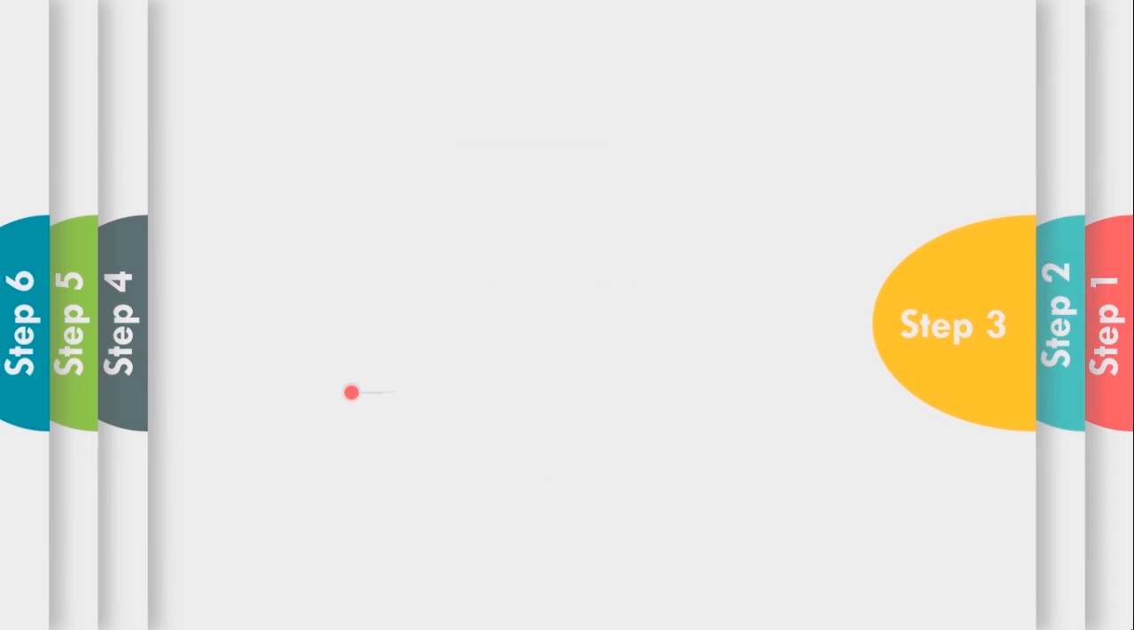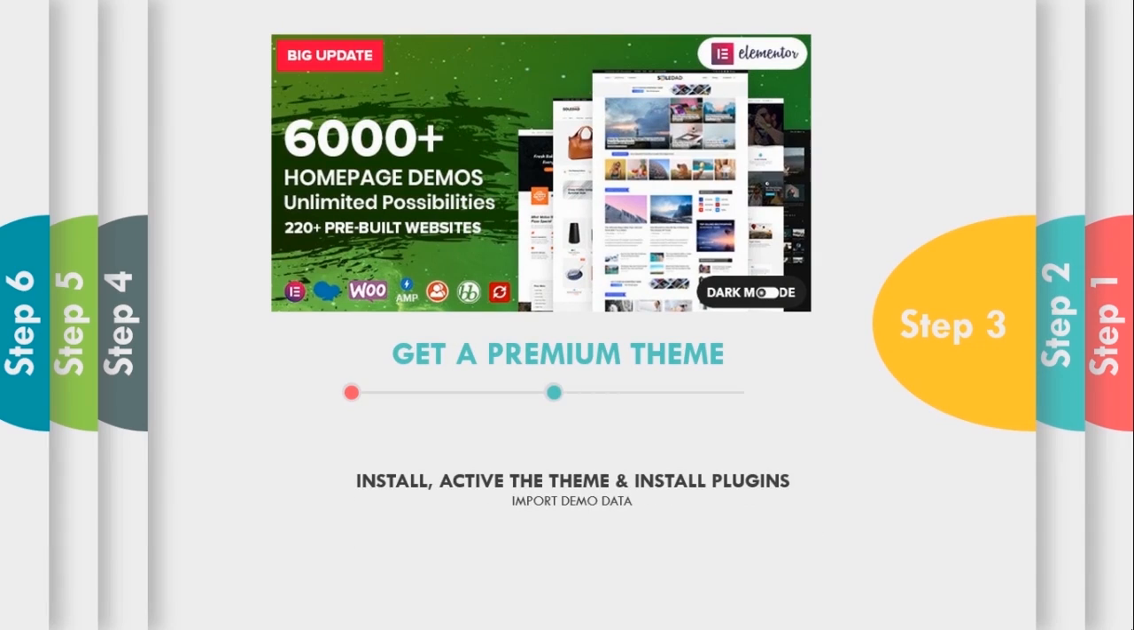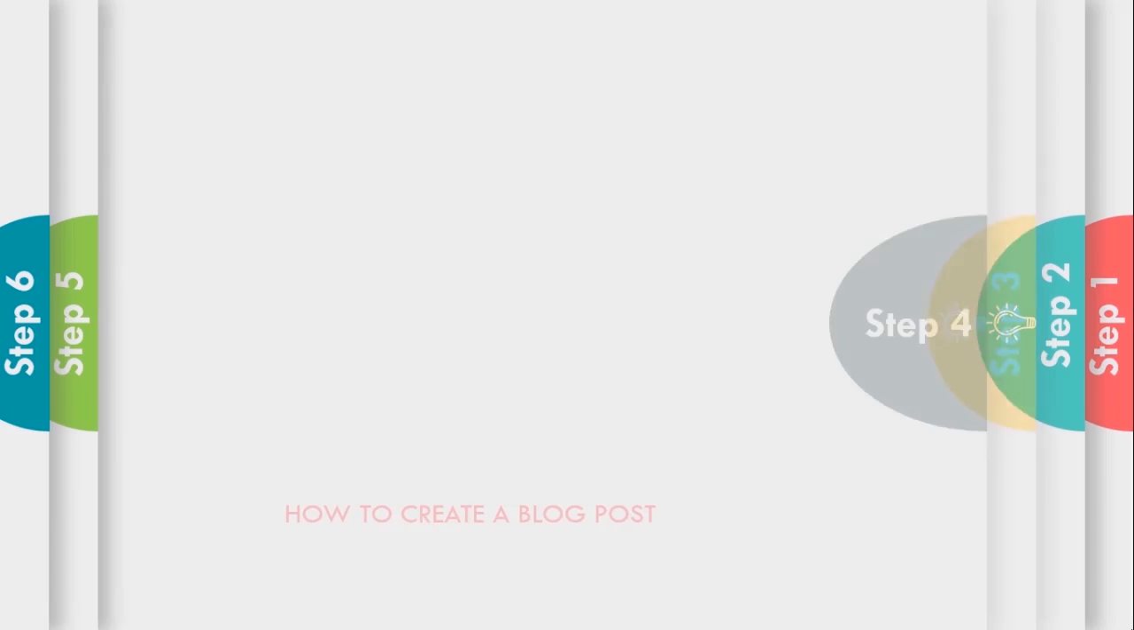Step 3. In step 3, we're going to get a premium theme. So I will introduce to you one of the most popular as well as the #1 blog theme from the theme forest. Further from that, we also going to install, activate the theme, install some plugins as well as importing the demo data.